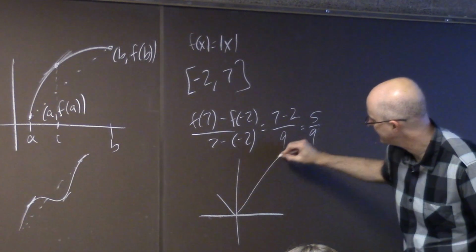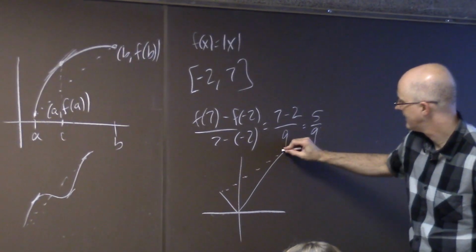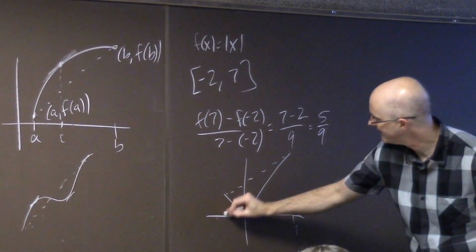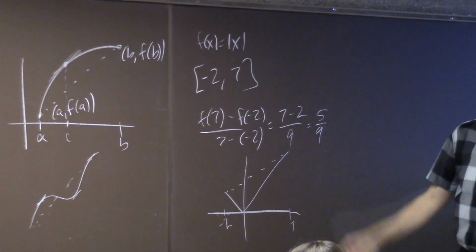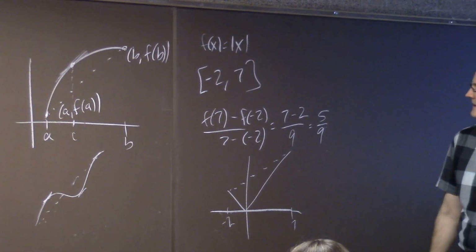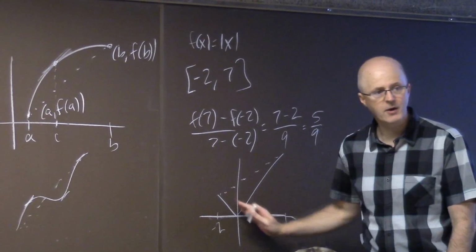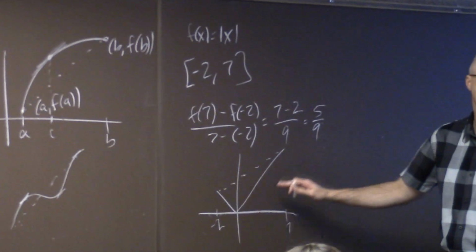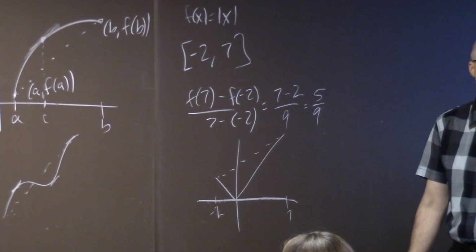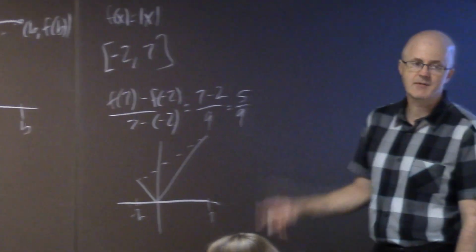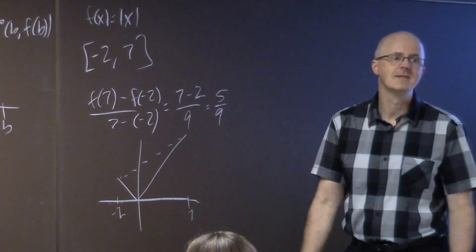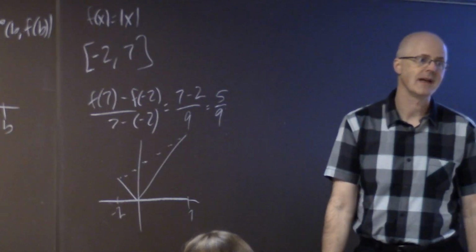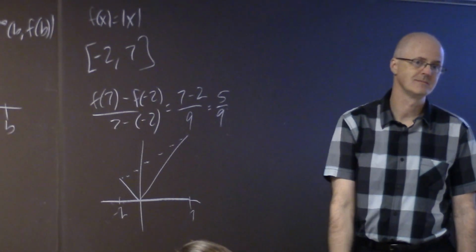Graph looks like a V. Slope of that line is supposed to be 5/9 here. There is no point where the derivative equals 5/9. The derivative equals -1 when x is negative, and +1 when x is positive, and it does not exist at 0. f prime of 0 does not exist. Never does the derivative equal 5/9. If you fail to be differentiable at even one point, it's possible that the conclusion will not hold.